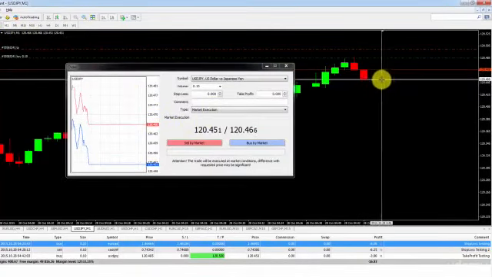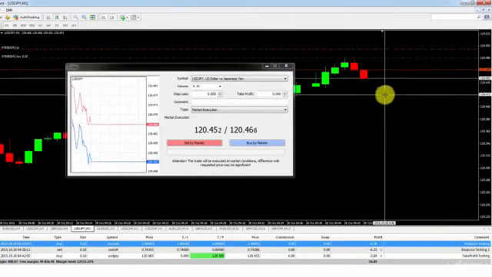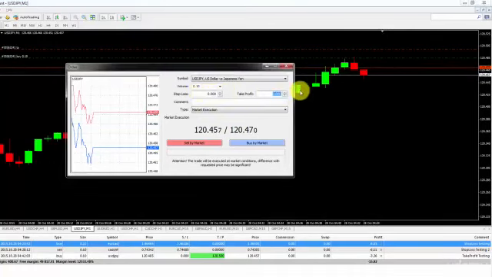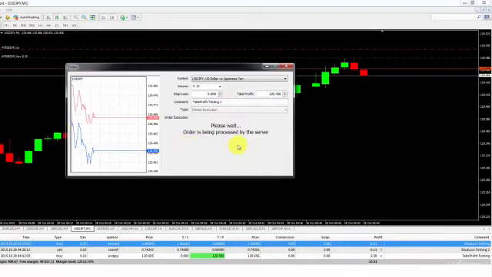We want to create a sell order somewhere here, right, at market price, and we'll set the take profit at 120.426. We say take profit testing 2 and sell by market.